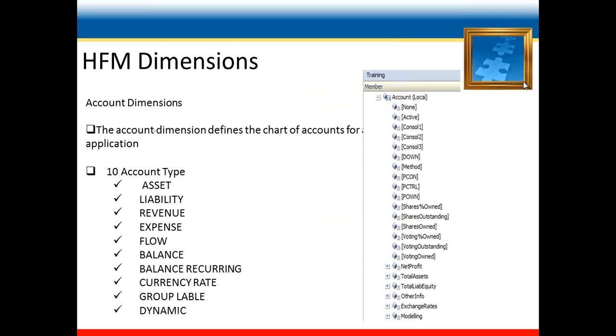The account dimension defines the chart of account for an application. Account dimension represents a hierarchy of natural account. Accounts store financial data for entities and scenario in an application. Each account has account type that defines its accounting behavior. So you can see on the screen there are 10 account type, that is assets, liability, revenue, expense, flow, balance, balance recurring, currency rate, group level, and dynamic.